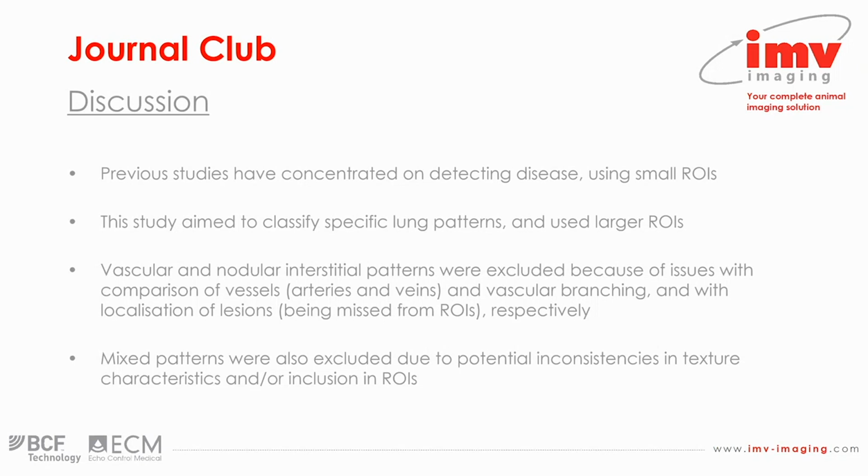The vascular and nodular interstitial patterns were excluded because there was a feeling that it would be very difficult to reliably get the textural pattern analysis data for different vessels, so arteries and veins, and also for vascular branching. And with the nodular interstitial pattern, the localization of lesions, if nodules were missed and not excluded in regions of interest, then that would have produced textural pattern data that essentially represented normal lung, which would have skewed the data, so that they would have ended up with results equating to P1, which is the normal lung pattern, whereas in fact, a nodular lung pattern would have been present. So the nodular interstitial patterns were excluded.